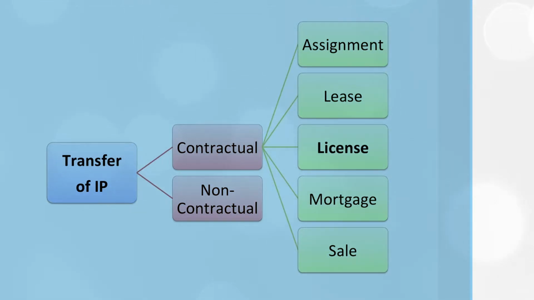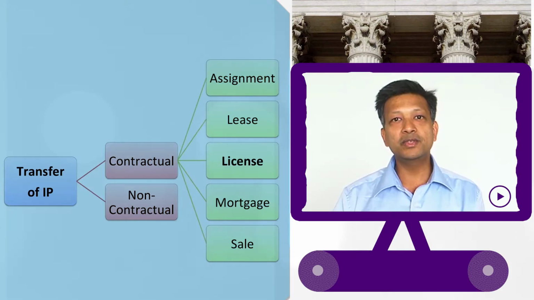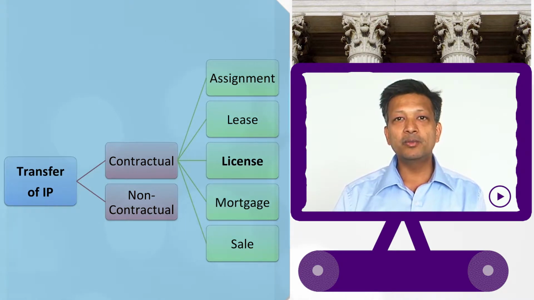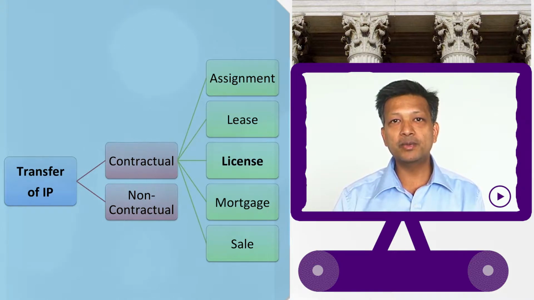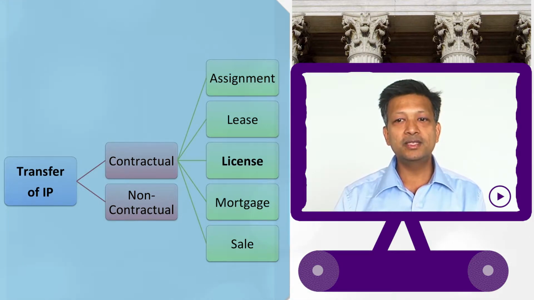For example, the owner of intellectual property dies, so his legal heirs will get the intellectual property which was owned by the dead person. But the most important one for our purposes is the contractual transfer of intellectual property. Contractual transfer of intellectual property could be achieved in the form of assignments, lease, license, mortgage or sale. All these are legally different and significant aspects and concepts of law, and they convey very different rights and very different meanings and very different consequences.